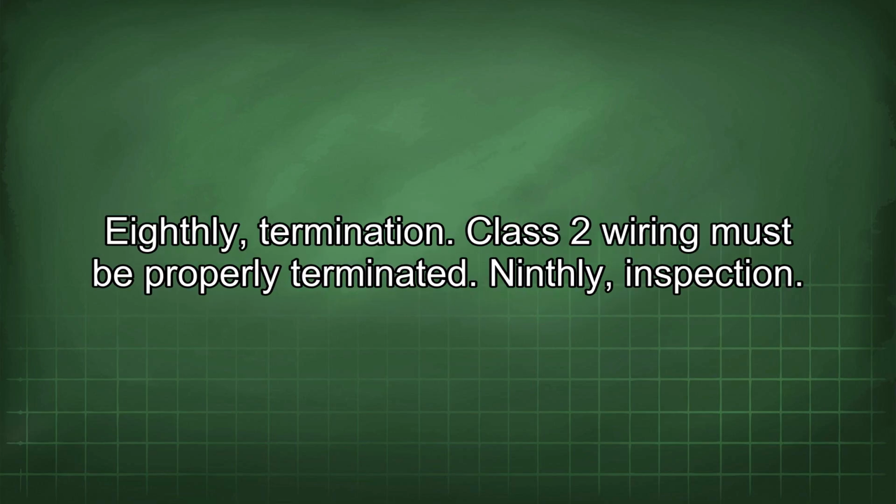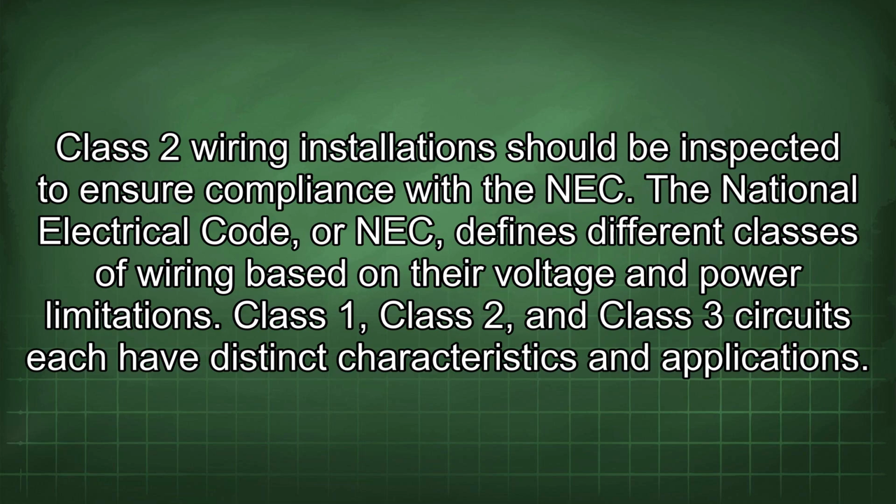Eighthly, termination. Class 2 wiring must be properly terminated. Ninthly, inspection. Class 2 wiring installation should be inspected to ensure compliance with the NEC. The National Electrical Code, or NEC, defines different classes of wiring based on their voltage and power limitations. Class 1, Class 2, and Class 3 circuits each have distinct characteristics and applications.